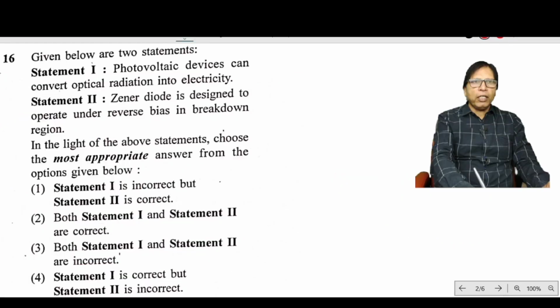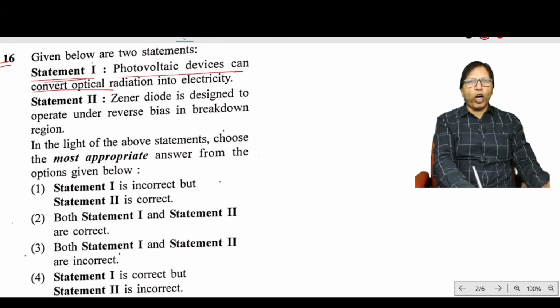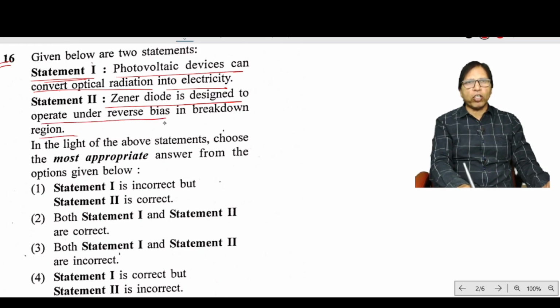Look at question number 16. Statement 1: the photovoltaic device can convert the optical radiation into electricity. Okay, no problem. The Zener diode is designed to operate under the reverse bias condition in the breakdown region. This is also correct. Both statement 1 and statement 2 are correct. So option 2 is correct.